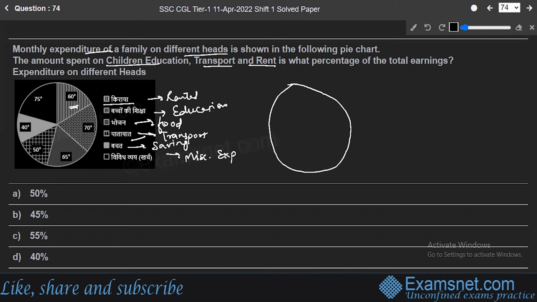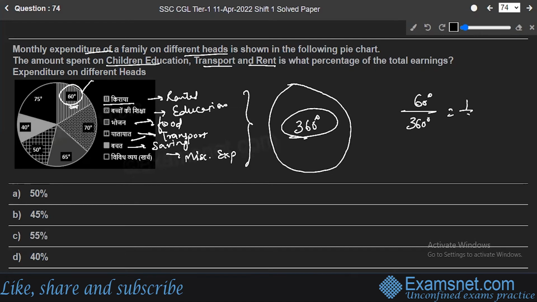So these, as I was telling you, are the parts of the whole income he's spending. He's spending 60 degrees, not percent, over here, of the whole. See, a pie chart represents a whole of 360 degrees. Out of this 360 degrees, the 60 degree part, that means 60 upon 360, that is equal to 1 by 6 part, is spent on rent. Then on education, 70 upon 360, that is equal to 7 upon 36 part, is spent on education, and similarly for the rest of the things, right? In the question, you are asked the amount spent on children's education, transport, and rent.